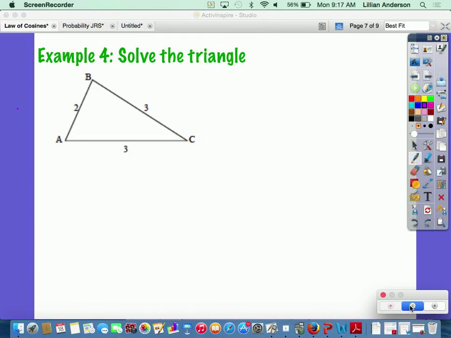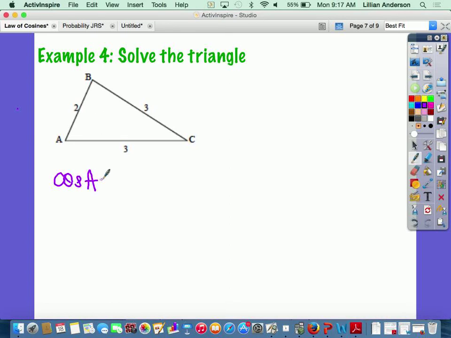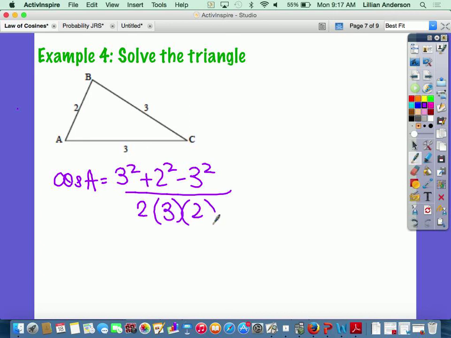This is an isosceles triangle, which means 2 sides are equal, which means that 2 angles are equal. So technically, all you have to find is one of those angles that are congruent, and then that's all you have to do. So you just use a little bit of geometry to find it out. So if I find A first, how would I set it up? 3 squared plus 2 squared. Very good. All over 2 times 3 times 2.